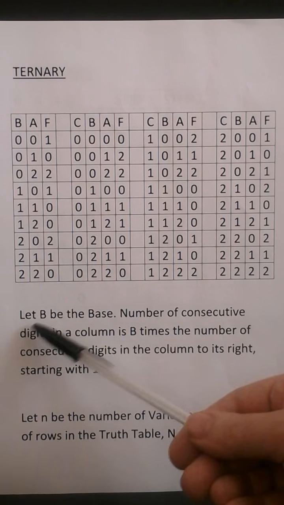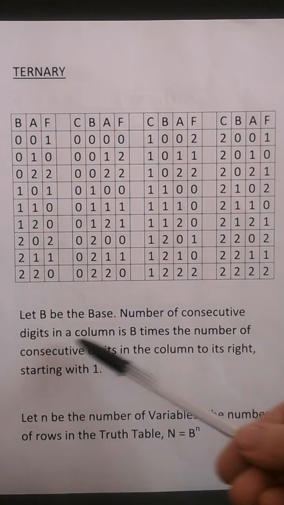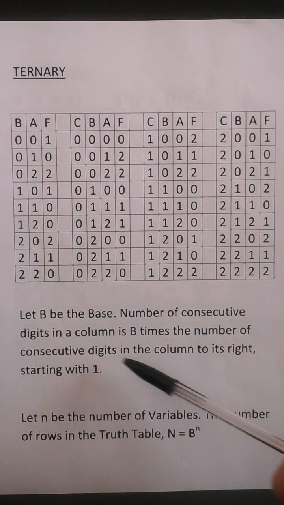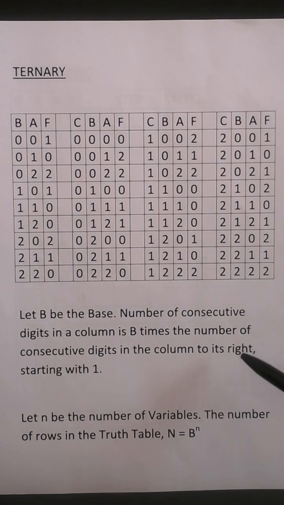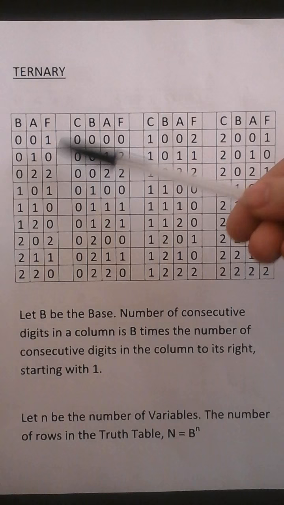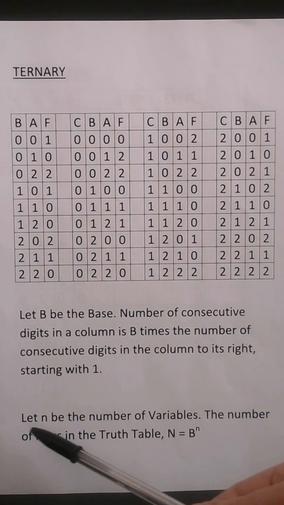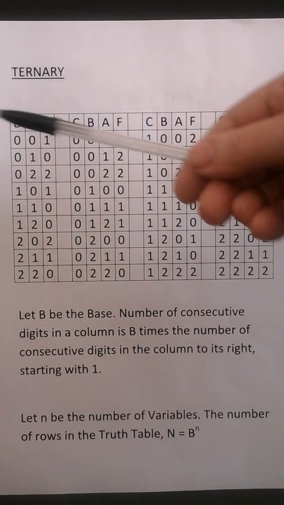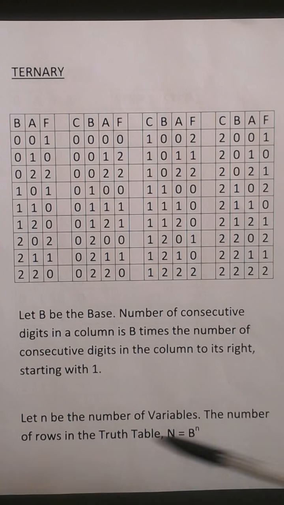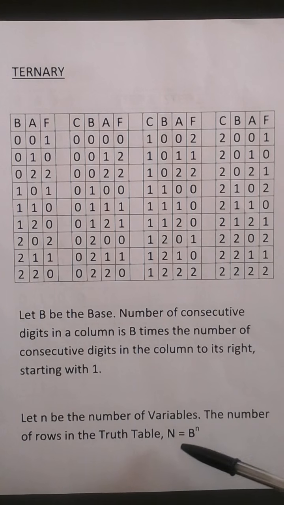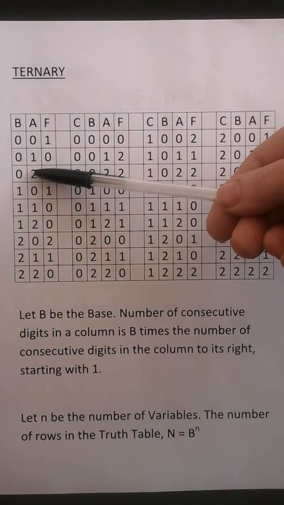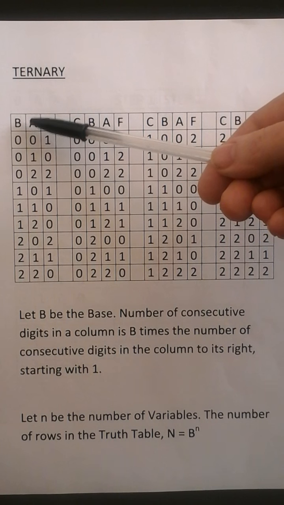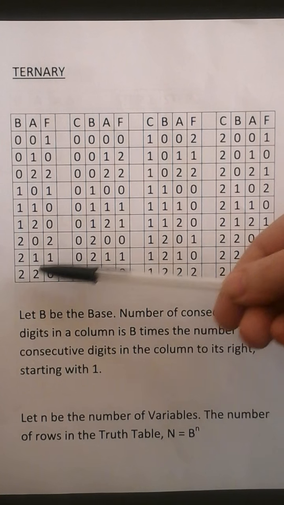So, okay, if you let b be the base, the number of consecutive digits in the column is b times the number of consecutive different digits in the column to its right, starting with 1, which is what I've said here. So let n be the number of variables: a, b, c, 3 variables; a, b, 2 variables. The number of rows in the truth table is b to the n. So basically 3 squared, 2 variables, n equals 2, 9 rows of the truth table.